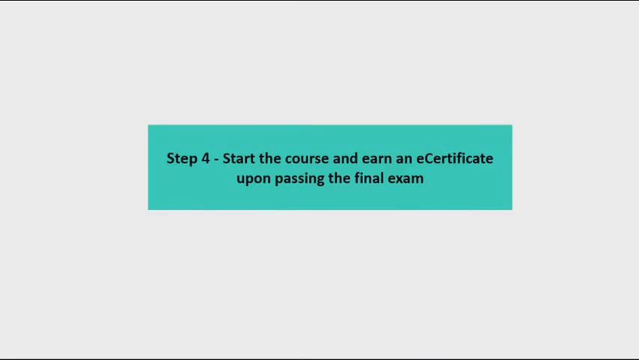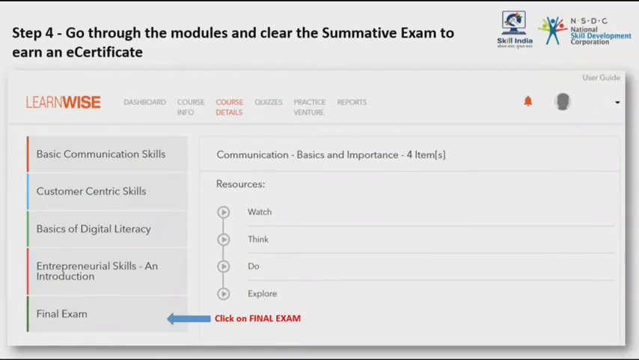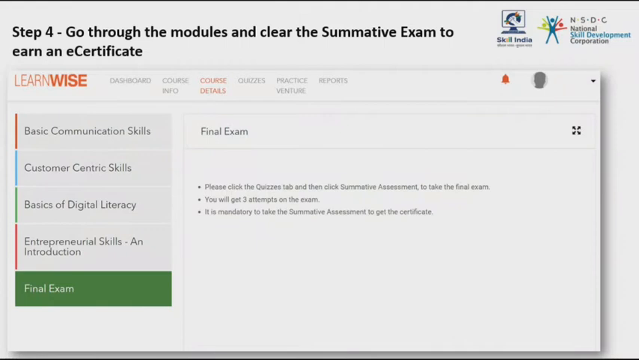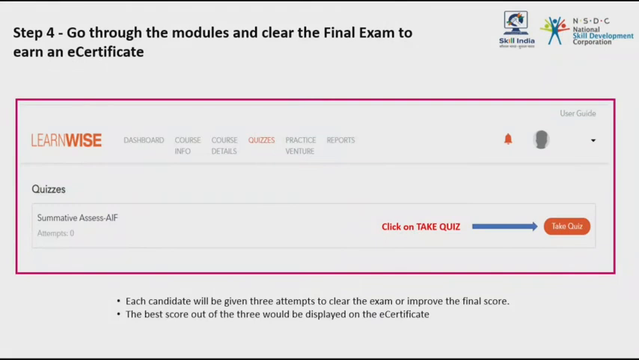Step 4. Go through all the modules and clear the final exam to earn the certificate. After completing all the lessons in each module, you will have to give the final assessment. Completing the final assessment is mandatory to complete the course and earn the certificate. To give the final exam, click on Final Exam. Each candidate will be given 3 attempts to clear the exam or improve the final score. The best score out of the 3 would be displayed on the e-certificate. Now click on Quizzes. Click on Take Quiz and complete the quiz.